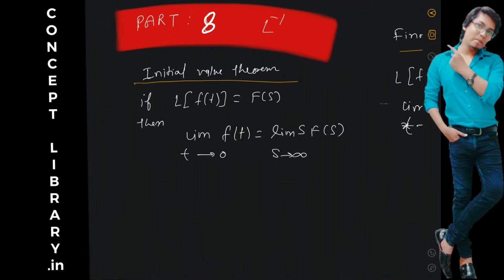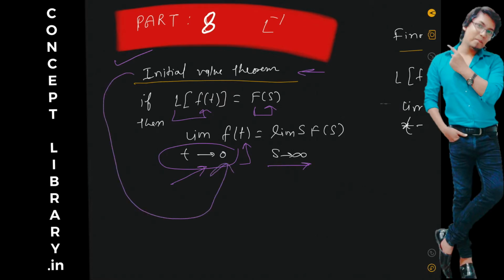So let's start part 8 of the series, and we are going to discuss the initial value theorem first. If the Laplace transformation of function f(t) is F(s), then the limit of t tends to 0 of f(t) will convert into the limit of s tends to infinity. It means the initial value of t is 0, then s will go to infinity.